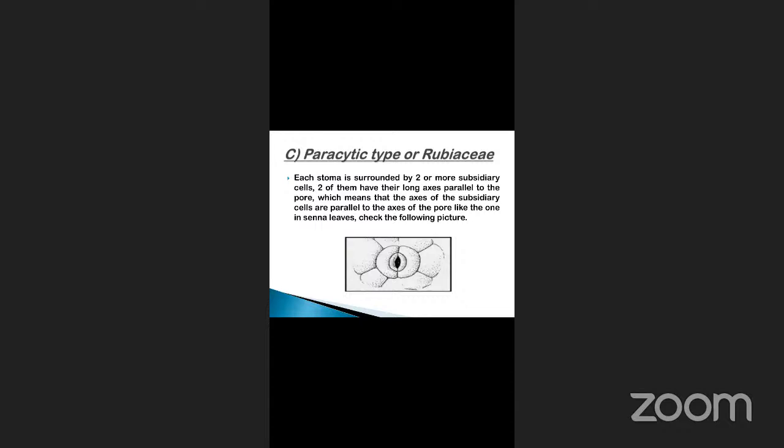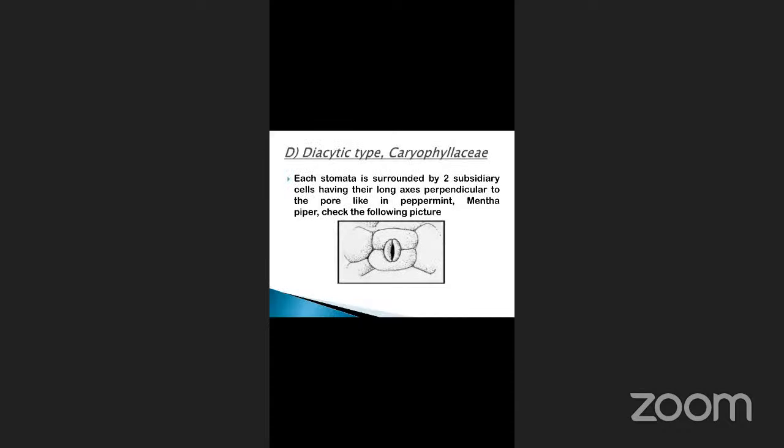diacytic or cross-walled. Diacytic or cross-walled stomata have two subsidiary cells, polar in position, with conjoint walls at a right angle to the guard cell. See here, two subsidiary cells, polar in position with conjoint walls at right angle to the guard cell.